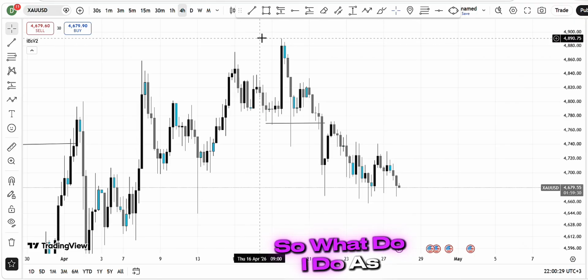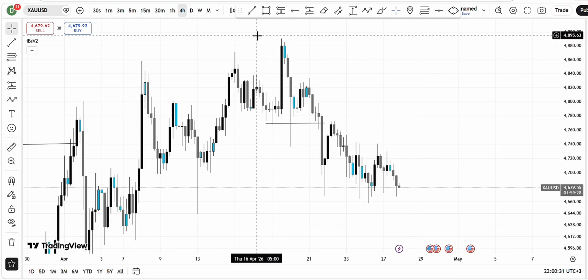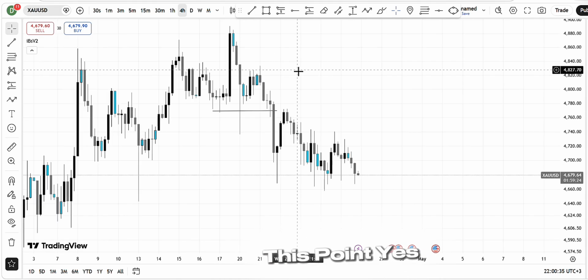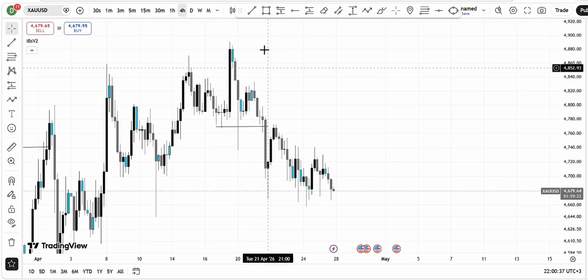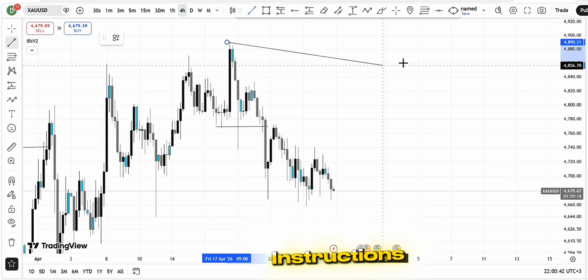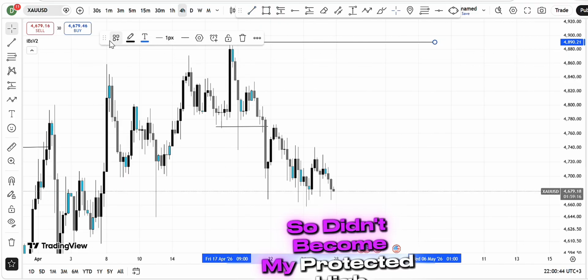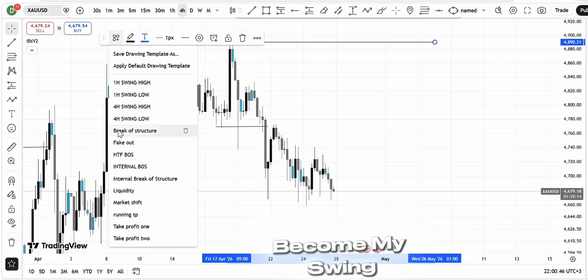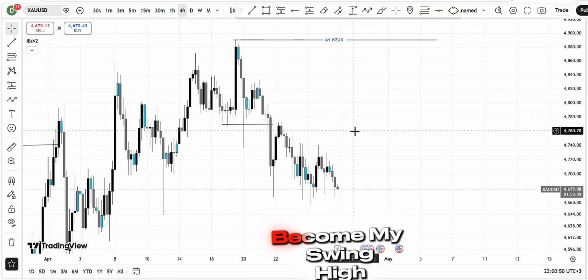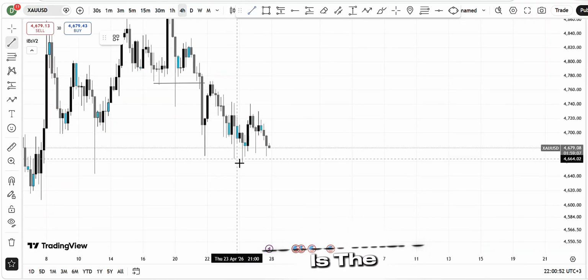So what do I do as a trader? I mark up this point. This was the highest point, where the price went for breaking structure. This will become my protected high, and this will become my 4H swing high.